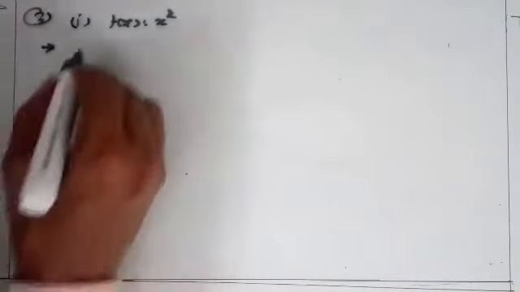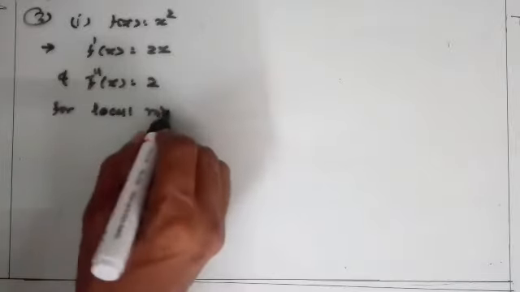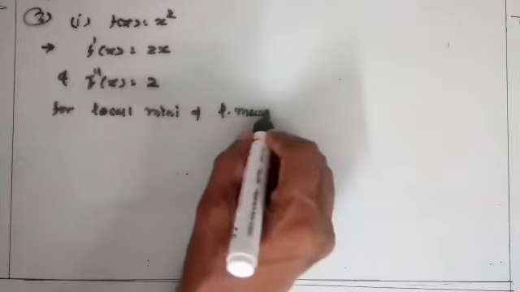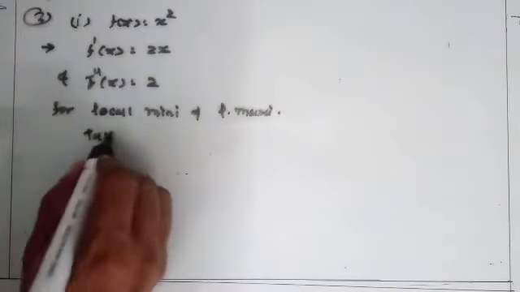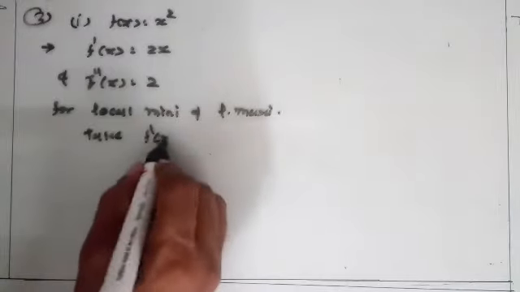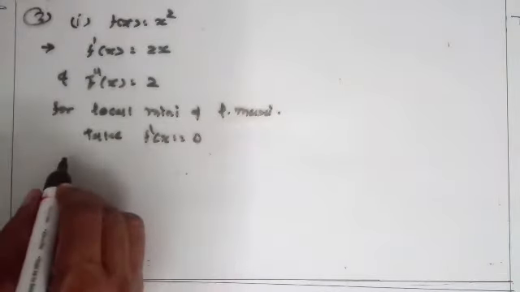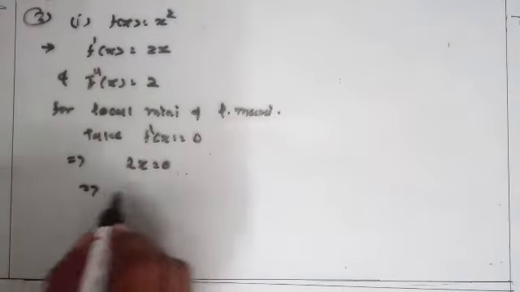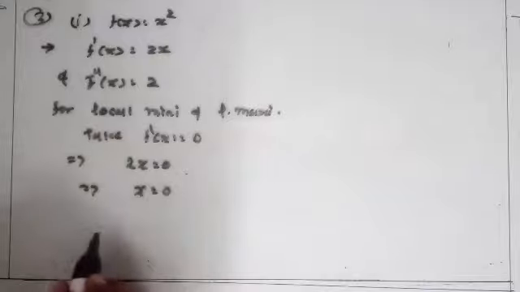Here f'(x) is equal to 2x and f''(x) is equal to 2. For local minimum and local maximum, take f'(x) is equal to 0. This implies 2x is equal to 0. This implies x is equal to 0.